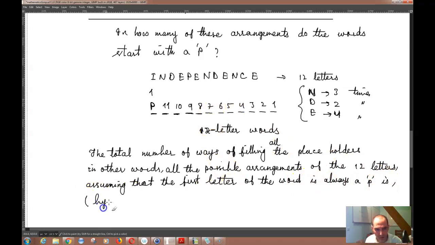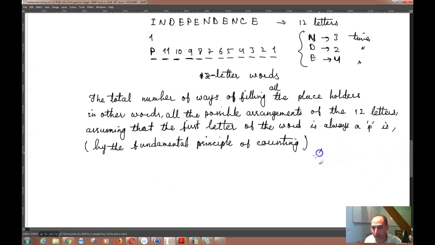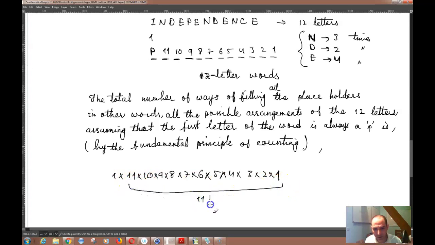is basically, of course, by the fundamental principle of counting, 1 times 11 times 10 times 9 times 8 times 7 times 6 times 5 times 4 times 3 times 2 times 1, which is the same thing as 11 factorial. So that is equal to 11 factorial, right?